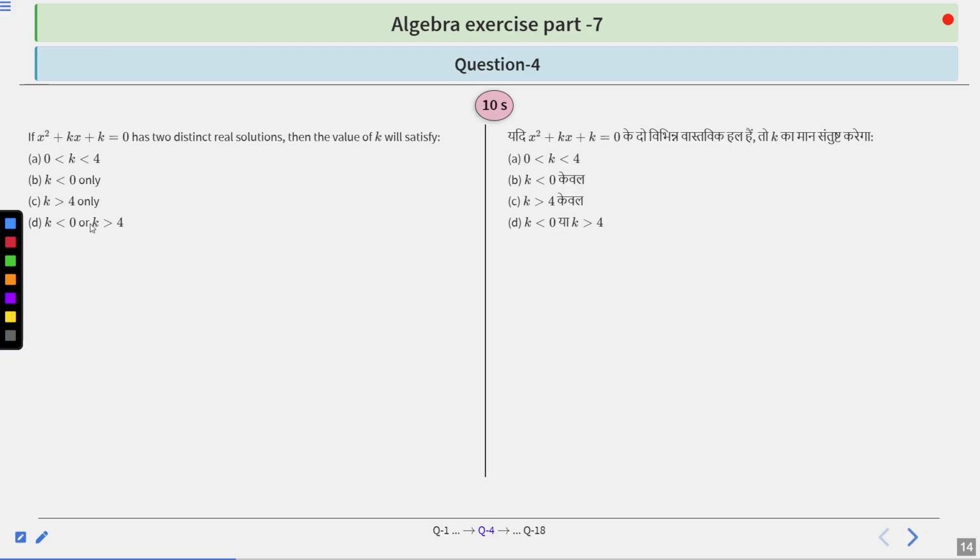Next, if x² + kx + k = 0 has two distinct real solutions, then the value of k will satisfy: option A, k is greater than 0, less than 4; option B, k is less than 0 only; option C, k is greater than 4 only; or option D, k is less than 0 or k is greater than 4. These are the options. I'm giving you 10 seconds to find out the correct answer. After that, I will do the solution.